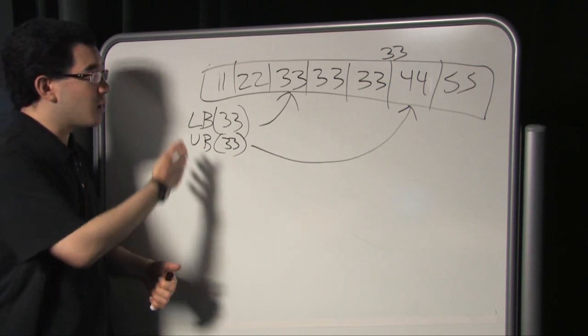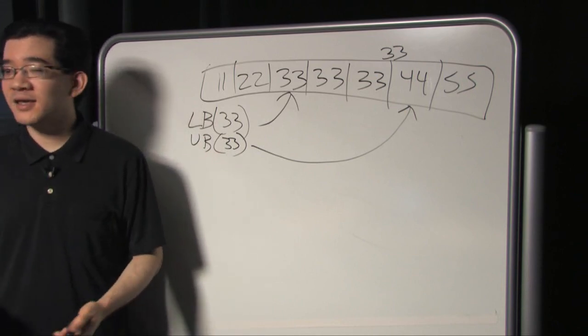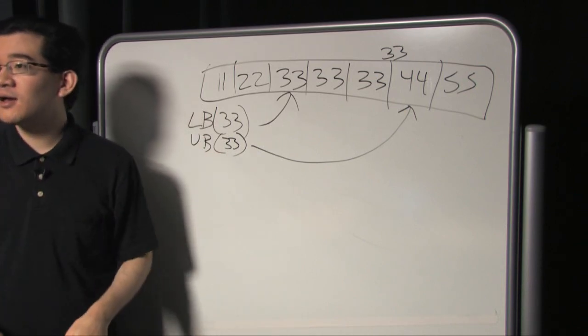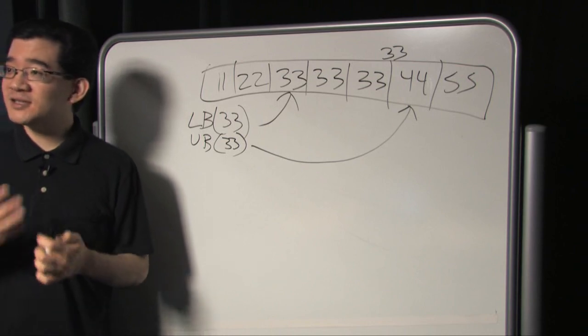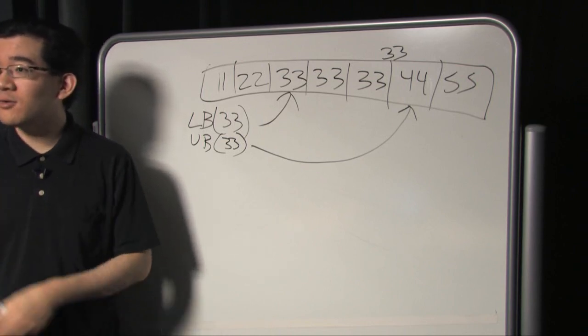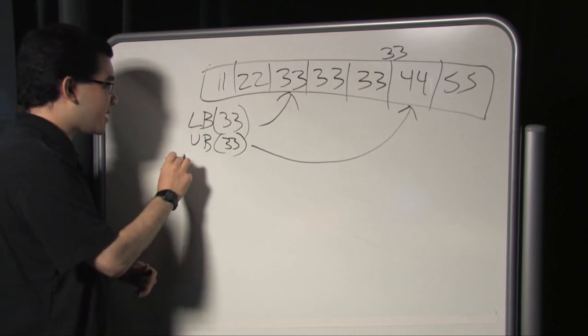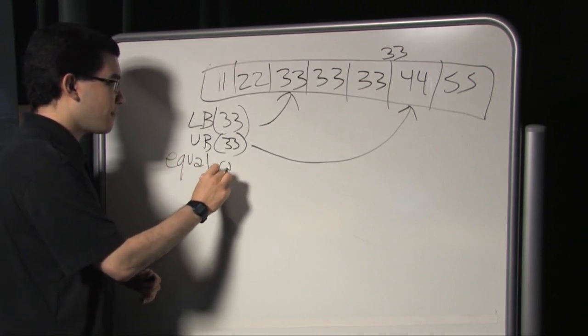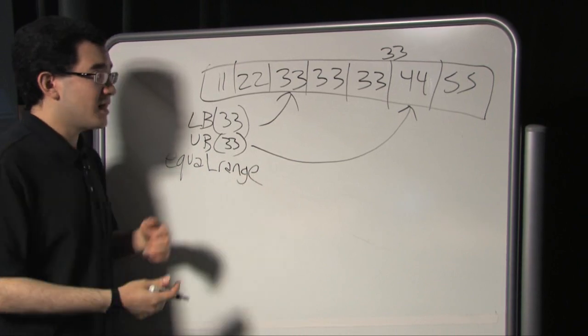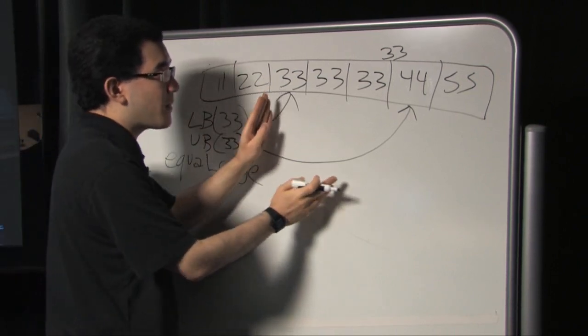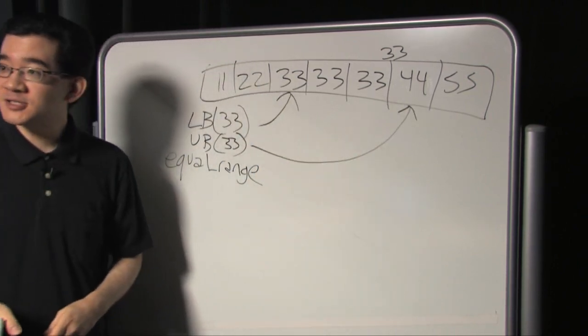You could, of course, call lower bound and upper bound independently. That would be two logarithmic binary searches, but there is an STL algorithm that will do both of them for you more efficiently, and that's called equal range. So if I ask for equal range, what that will do is return both the lower bound and the upper bound simultaneously.